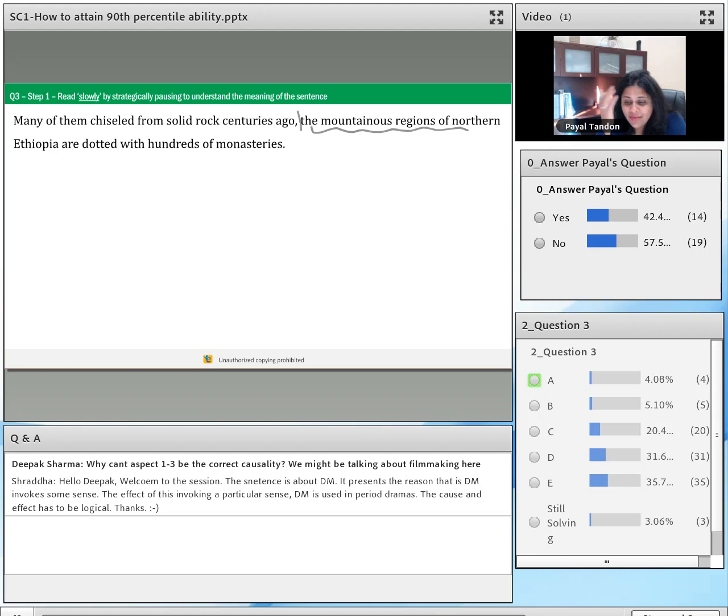So this is where things are a little bit off. Why? Because if you were to just simply consider what the author is saying, it would imply that these mountainous regions are chiseled from solid rock centuries ago. It's not right that mountains are chiseled from solid rock. What is right is that these monasteries that the mountains are dotted with are chiseled from solid rock. So there's a clear mistake in the modifiers that the author has utilized over here.